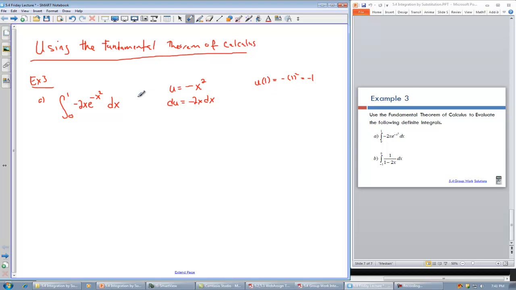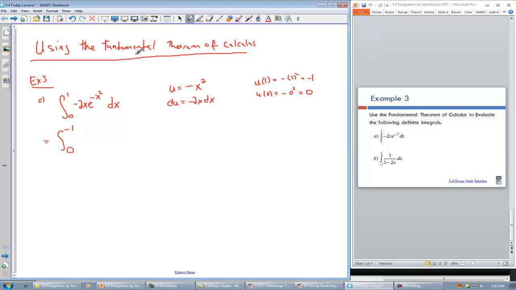And then if you plug in 0 for x, right, so you have u of 0, which is equal to minus 0 squared, which is equal to 0. Right, now I can change my limits of integration. The lower limit is 0 still, but the upper limit becomes negative 1.